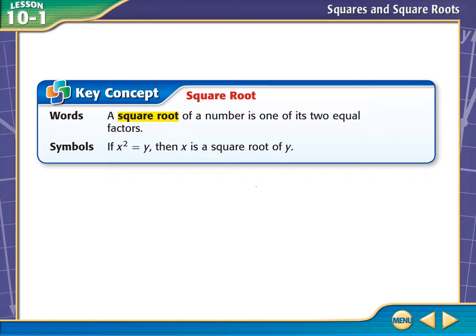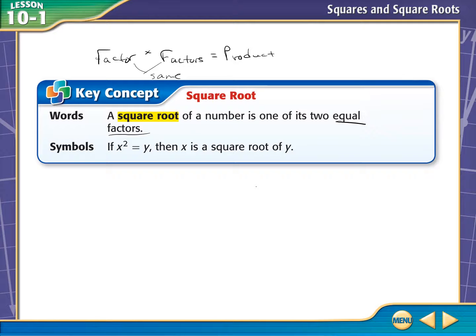So here's a good definition for what a square root is. The square root of a number is one of its two equal factors. When you think about the word factor, remember factors multiply times each other. If we have two factors, those are the parts of the multiplication problem that give us a product. So when I take the square root, I'm looking for two factors that are the same to get a product.